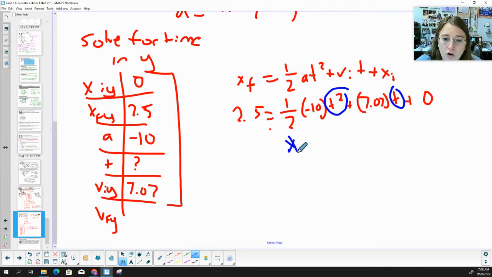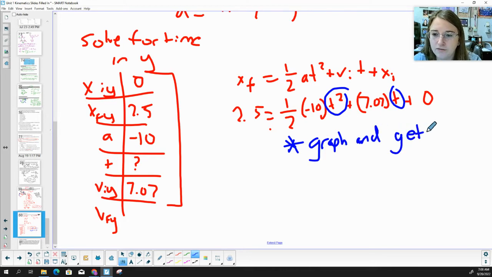make a note here. When you have an initial velocity, that t ends up not canceling out. You need to graph and get the roots. That's how we solve. Get roots, or zeros, or x-intercepts, whatever you want to call them. So I'm going to simplify this and move everything over to one side, because that's what we need to do in order for this to work out.